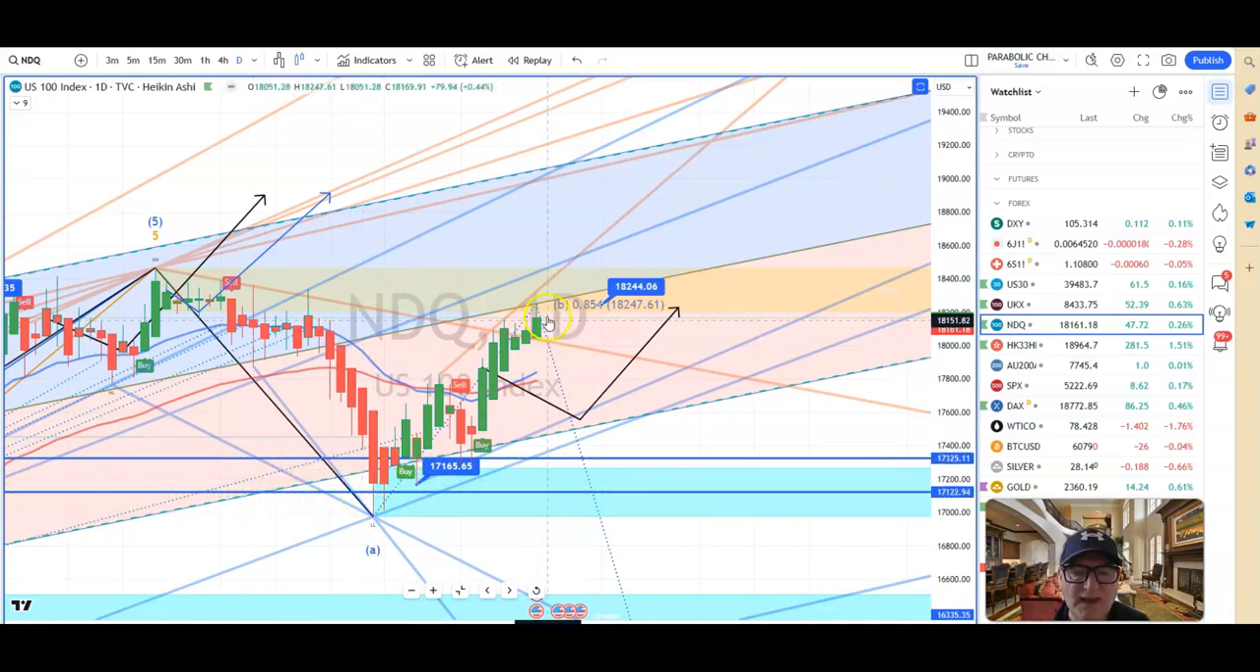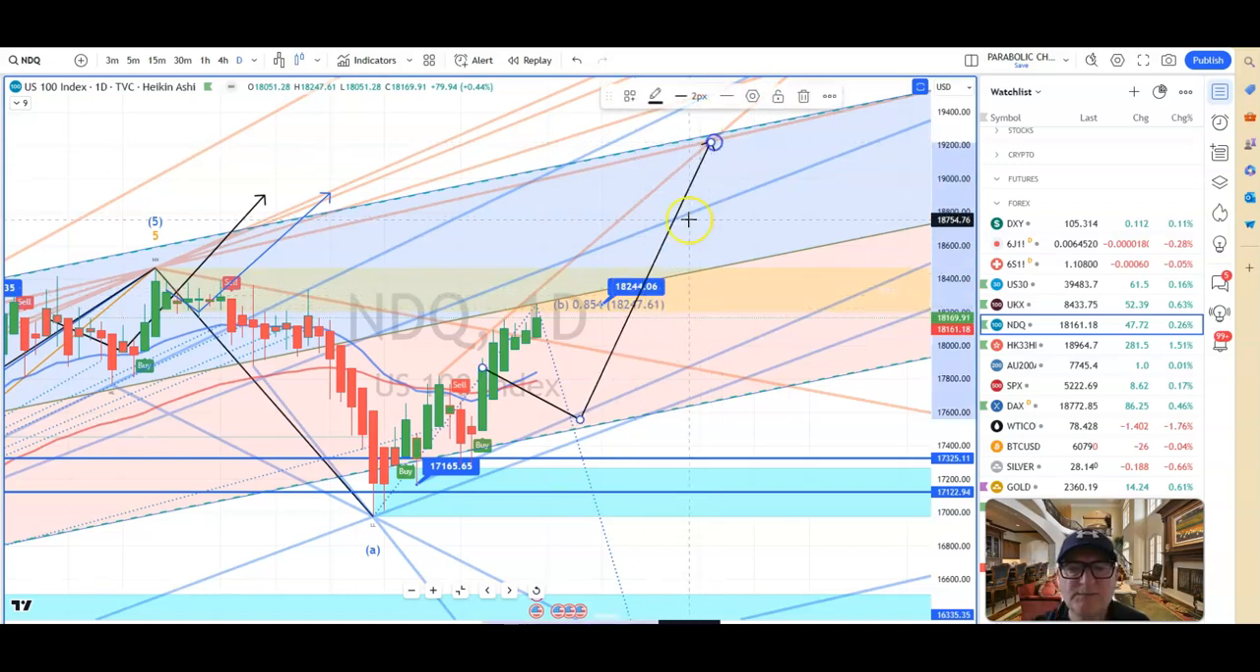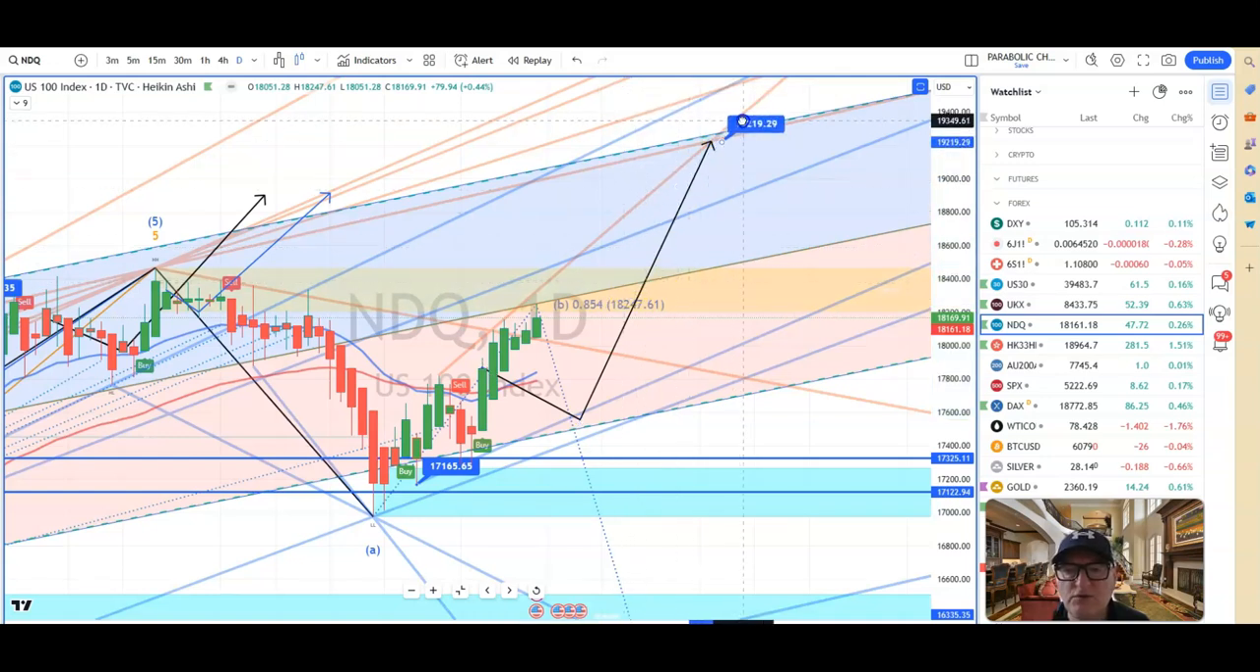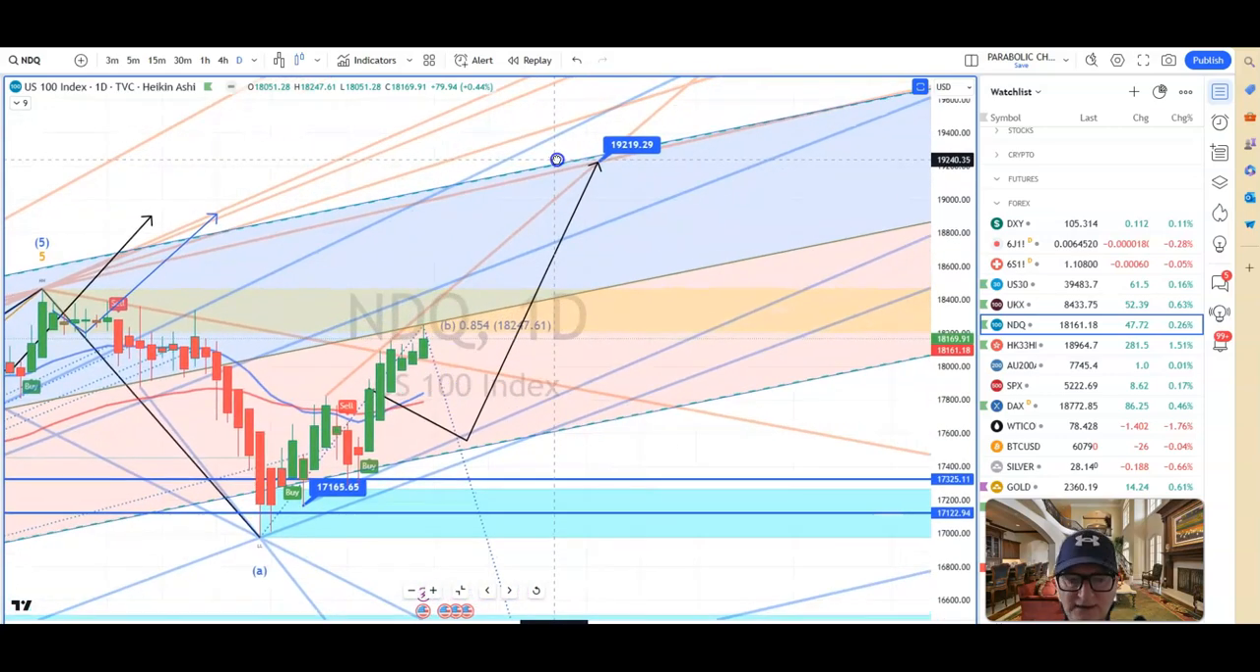Now moved up and just about hit our target 82.44. If this gets broken, then we can expect the price to go to 19,219.